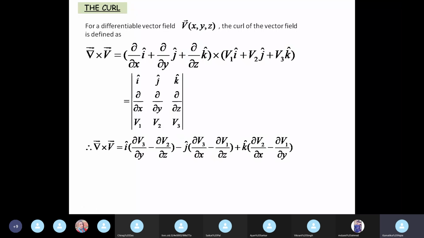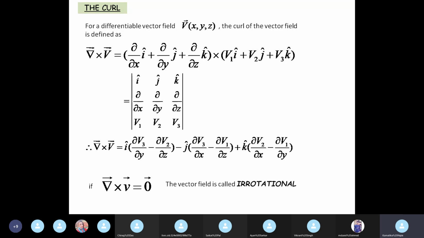Okay, so this is the formula for the curl of a vector, and as you can see, this is a vector, not a scalar. Curl is a vector. If you calculate the curl of a vector and it comes out to be 0, then we say that the vector field is irrotational.